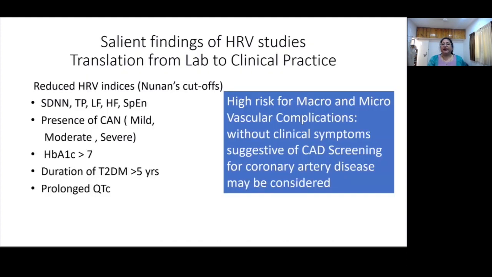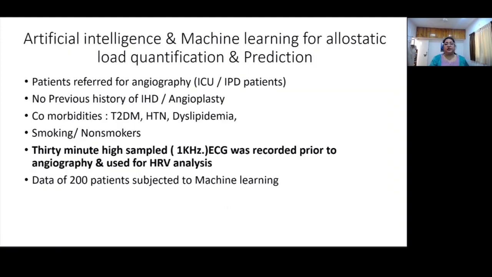The salient finding of our study is that if there are reduced HRV indices like SDNN, TP, LF, with the presence of CAN, which is assessed by the standard Ewing battery, and HbA1c greater than 7, duration of diabetes more than 5 years, and prolonged QTc, then these patients are at high risk for macro and microvascular complications. And even without any clinical symptoms suggestive of CAD, they are the patients we should refer for angiography.